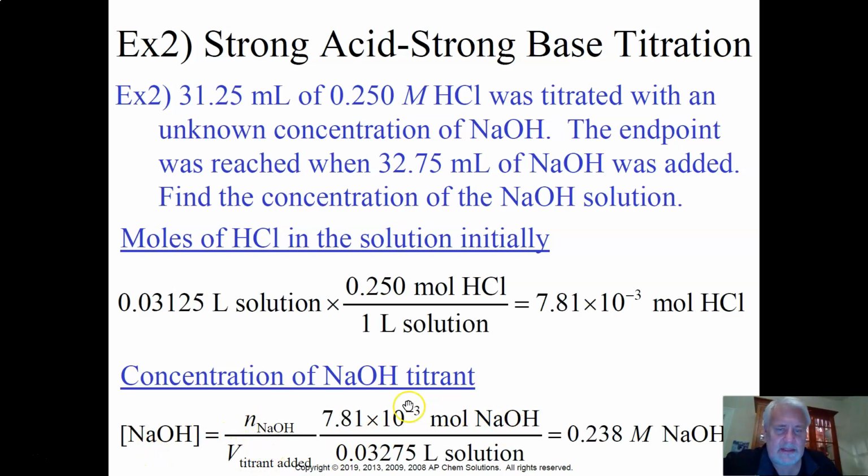Now, the concentration of the NaOH titrant will be defined as the moles of NaOH, which we know to be the same. We said that that's what happens at the equivalence point. That mole amount is equal to that mole amount, and then you just put that over the total volume, and that is going to be the concentration of your NaOH. Okay? So we're going to stop right here, and we'll jump right in on titration video number 2.